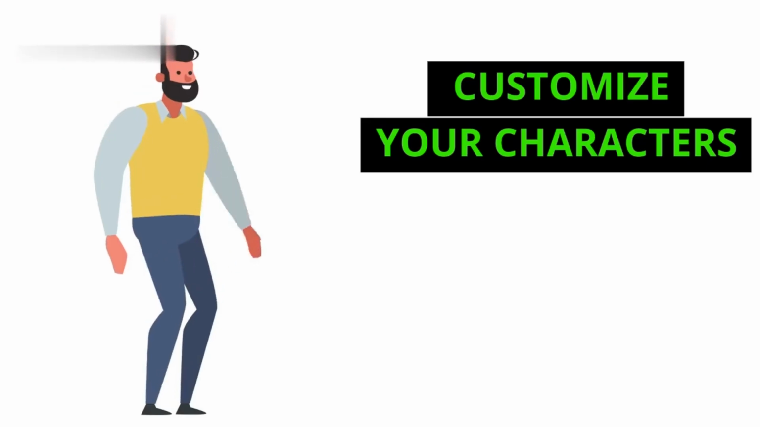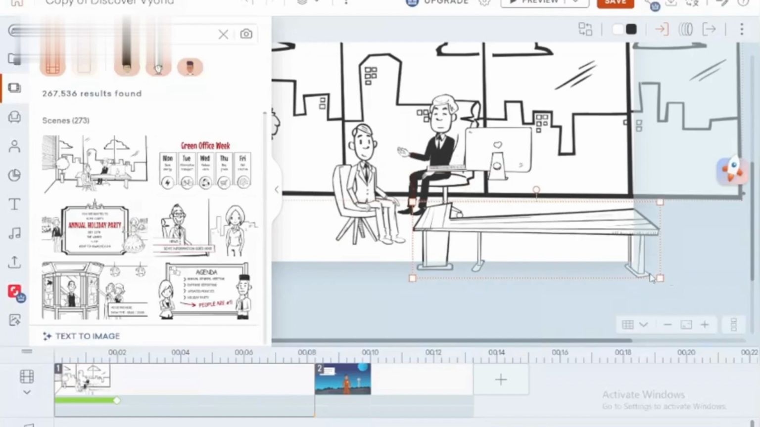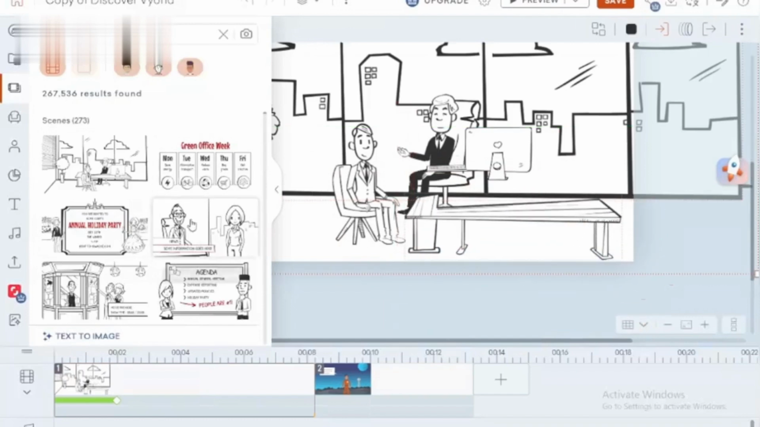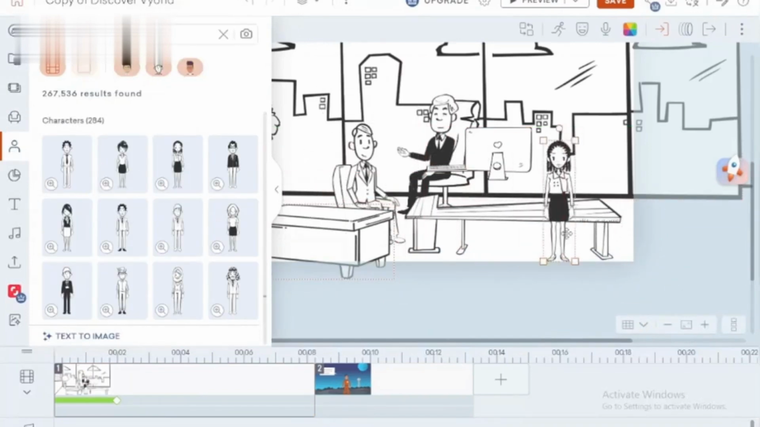Step 3. Customize your characters. Use Vyond's character creator to design unique cartoon characters. Adjust their appearance, outfits, and expressions to fit your story. This is a great way to add a personal touch to your animation.